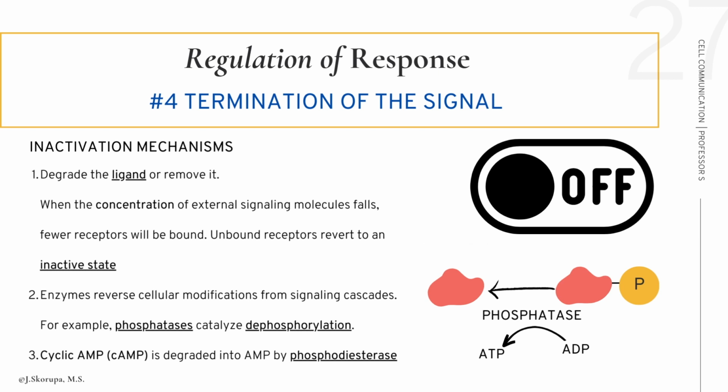3, cyclic AMP is degraded into AMP by the enzyme phosphodiesterase. cAMP is a very common second messenger. If the enzyme phosphodiesterase degrades it, it can no longer trigger a signaling cascade. You may recognize phosphodiesterase as the enzyme that breaks the phosphodiester backbone of DNA and RNA molecules.